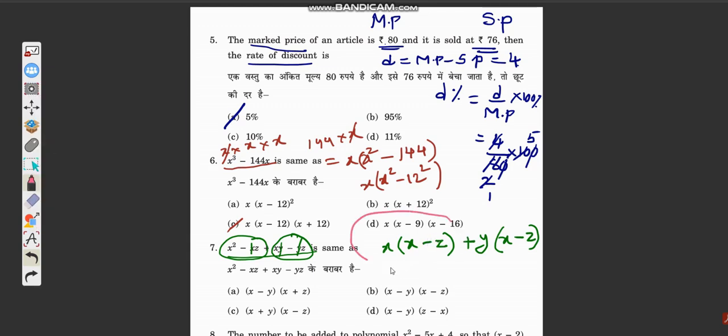Here this is one term, this is one term. In these two terms what is in common? X minus z, x minus z. So x minus z now we are taking out. Now what is left over? X minus z is taken out, what is left over? X plus y. So check the options. X minus z, x plus y. See, this option is correct.